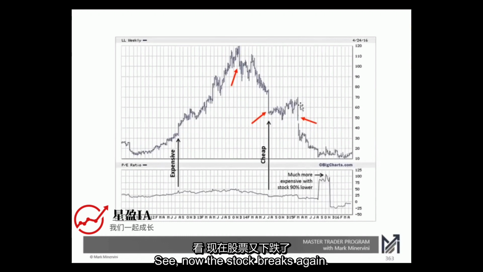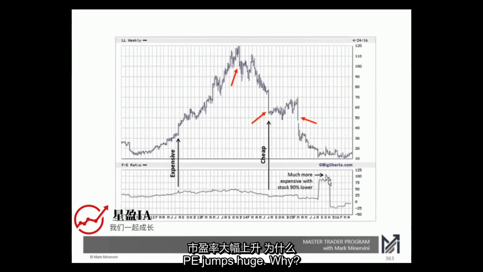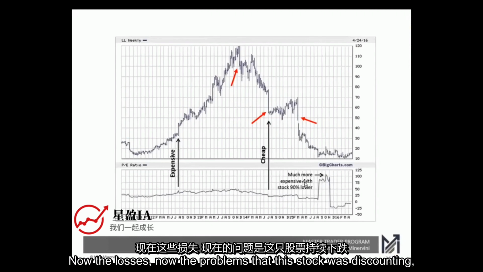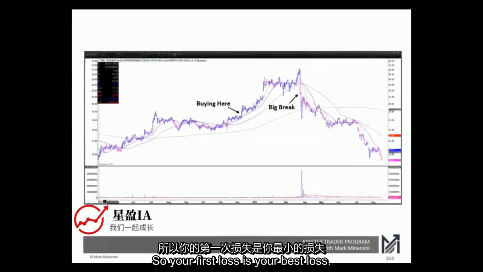See, now the stock breaks again, and the stock has this huge decline. And then all of a sudden, look, it's totally overvalued. The PE jumps huge while the stock is down 90%, 90% lower stock price. PE jumps huge. Why? Because now the earnings come out. Now the losses, now the problems that this stock was discounting. All right. So your first loss is your best loss.